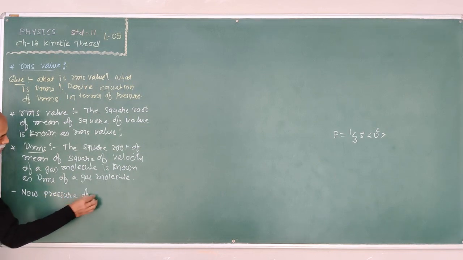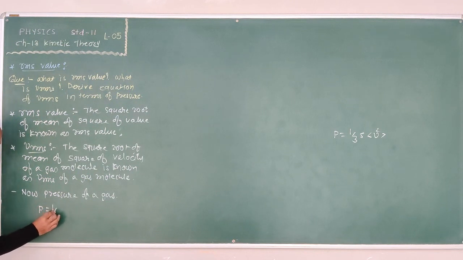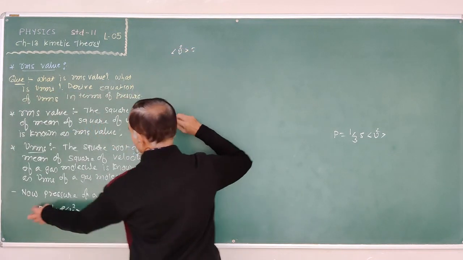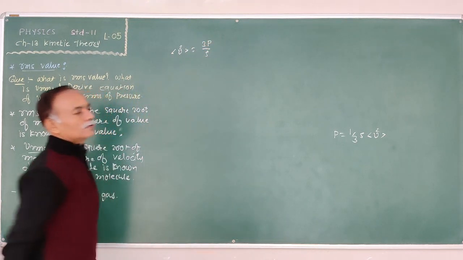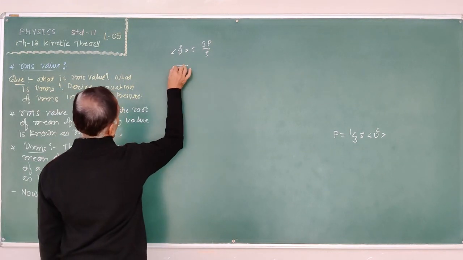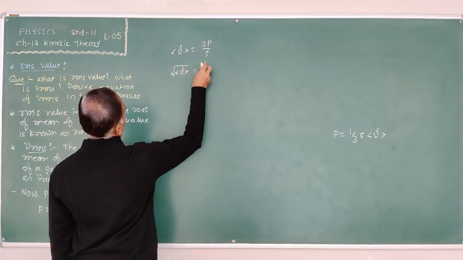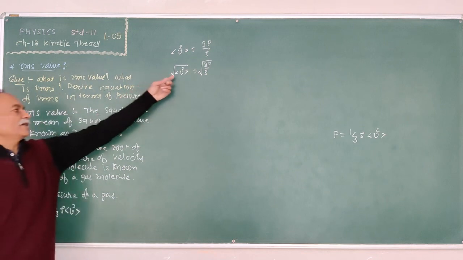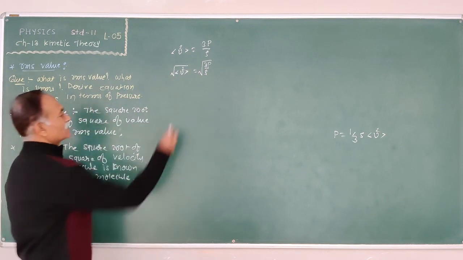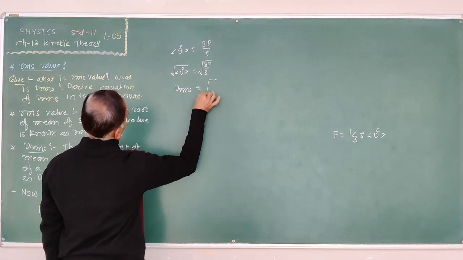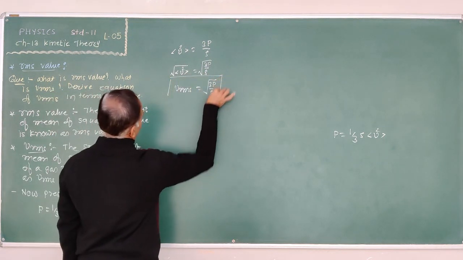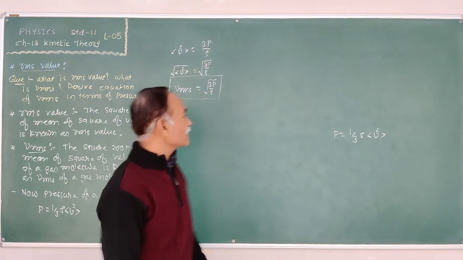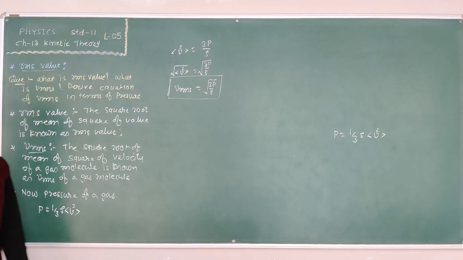Now we know the equation of the pressure of a gas: P is equal to 1/3 rho average V square. Therefore, average V square is equal to 3P upon rho. Now we take the square root on both sides. Therefore, the square root of average V square is equal to the square root of 3P upon rho. According to our definition, the square root of the mean of the square value gives the VRMS. So VRMS is equal to the square root of 3P upon rho. That is an important equation we frequently use in numericals. So the RMS value of the velocity in terms of the pressure and density of a gas, VRMS, is equal to the square root of 3P upon rho.